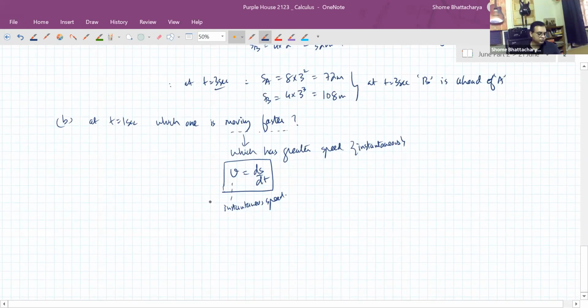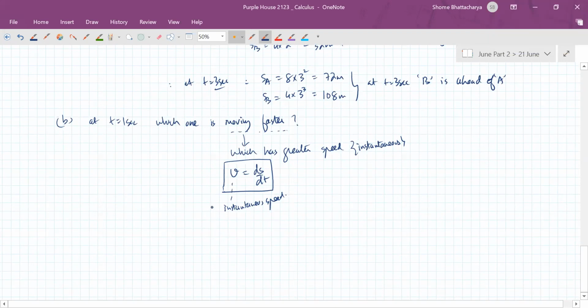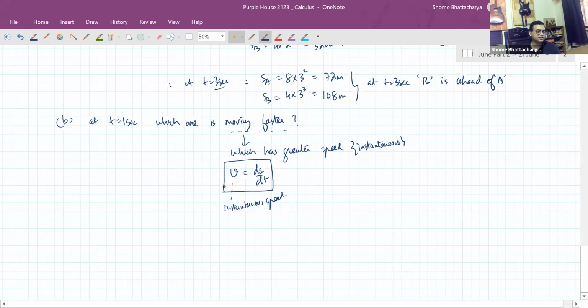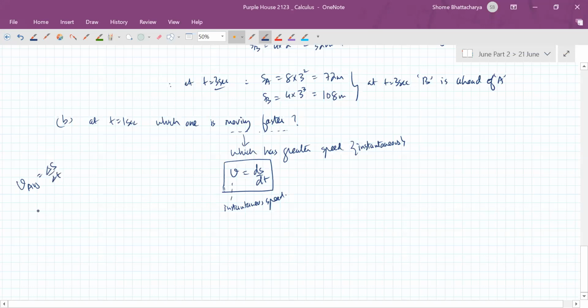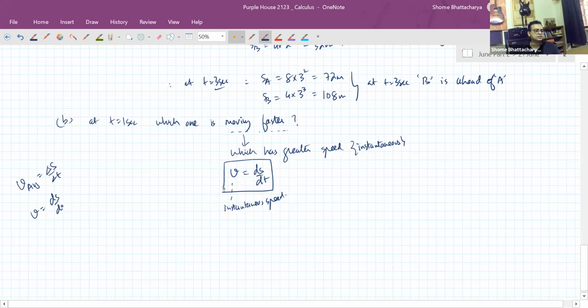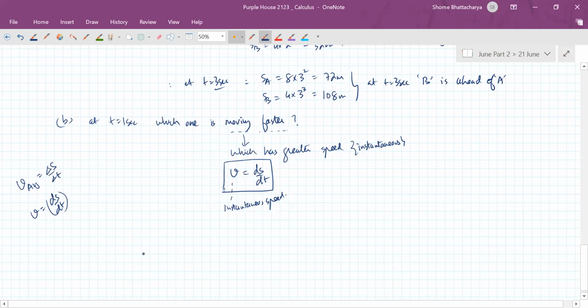Little bit louder, please, I couldn't hear you. So it means that speed is equal to distance upon time, kind of. No, not distance upon time. Distance upon time is average speed. Average speed is total distance divided by total time. So instantaneous speed is differentiation, or the instantaneous rate of change of s with respect to time. Understood the difference between the two?